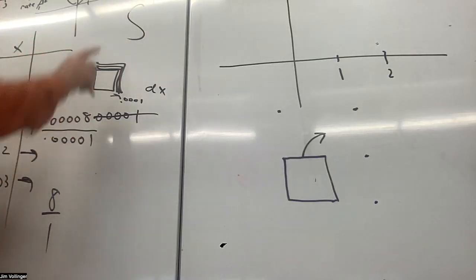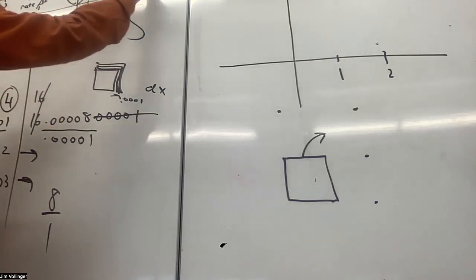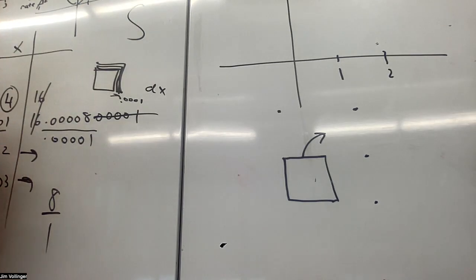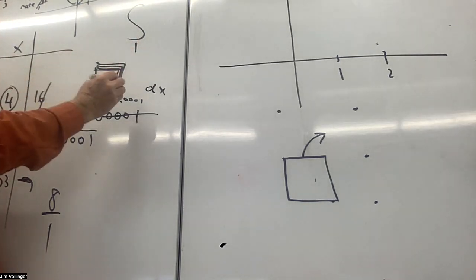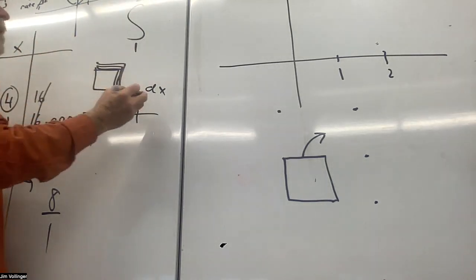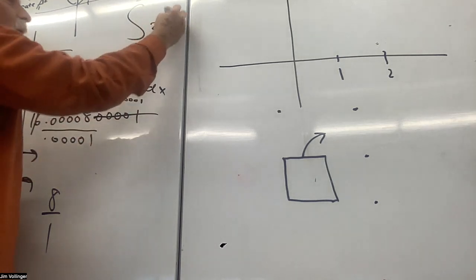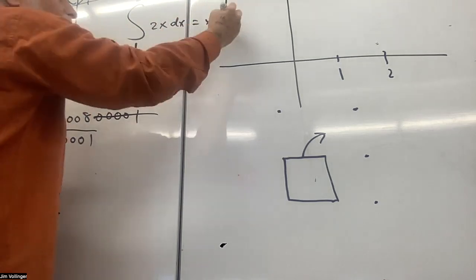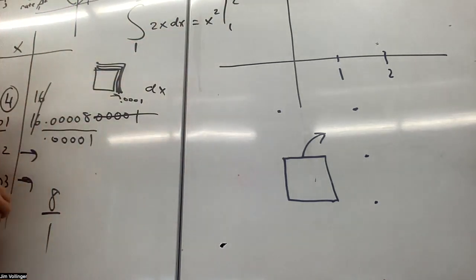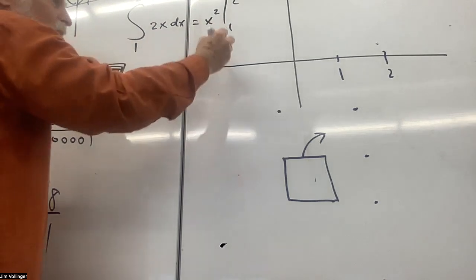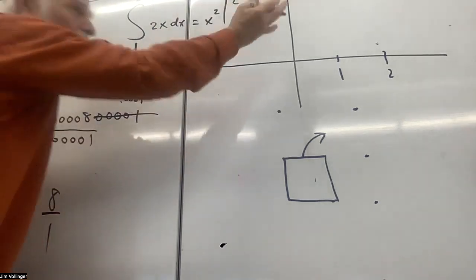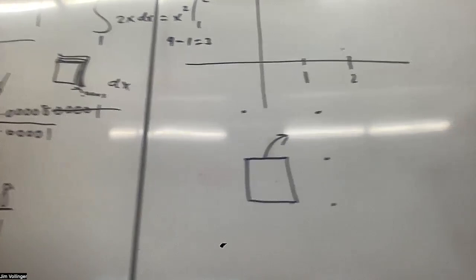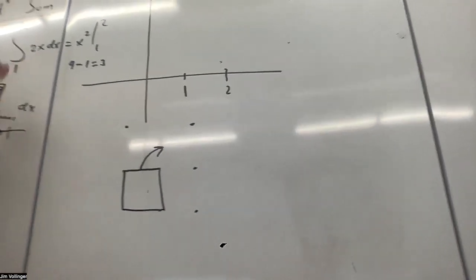And they use this symbol that looks like an S in the word sum, right? And if you were to add up the layers from 1 to 2 of the multiplication of 2x dx, you actually get x squared from 1 to 2. All right, x squared is 4 minus 1, which is 3, which I'm going to show you graphically now. All right, and that's the fundamental theorem of calculus.